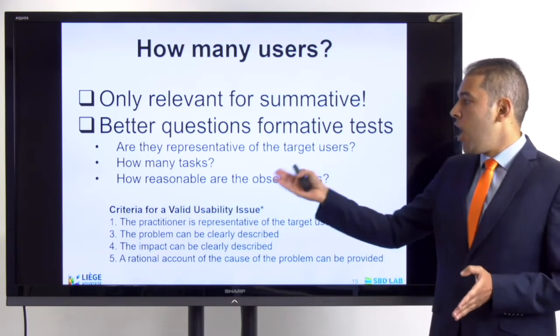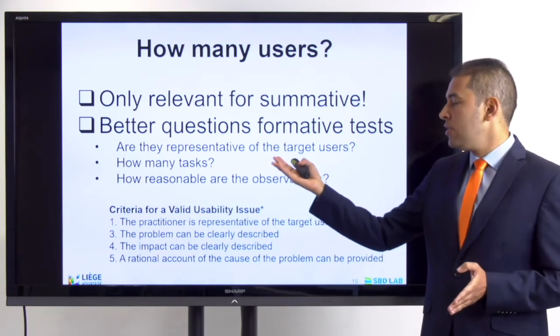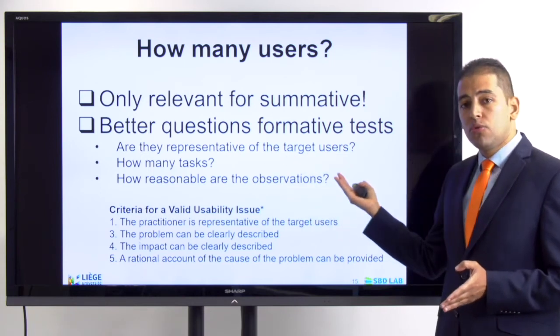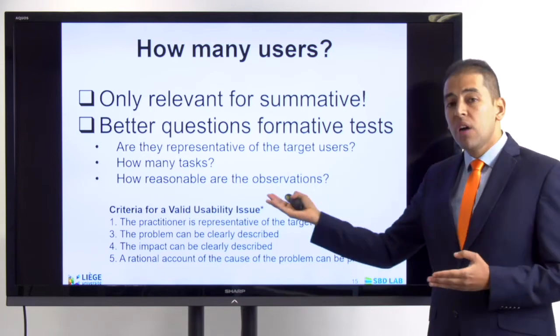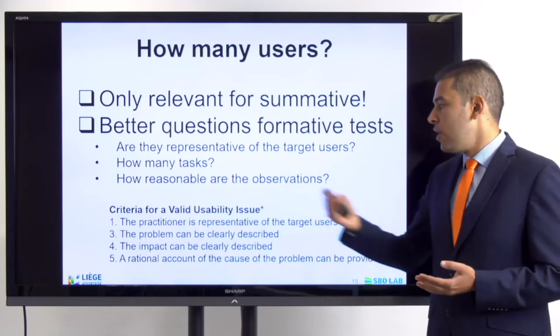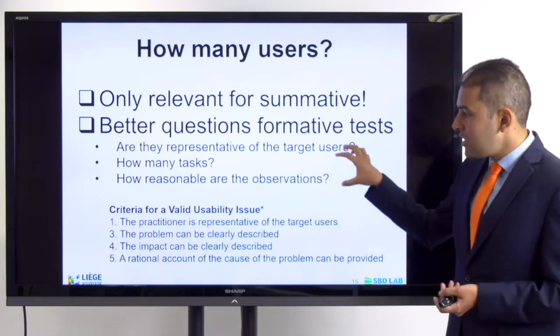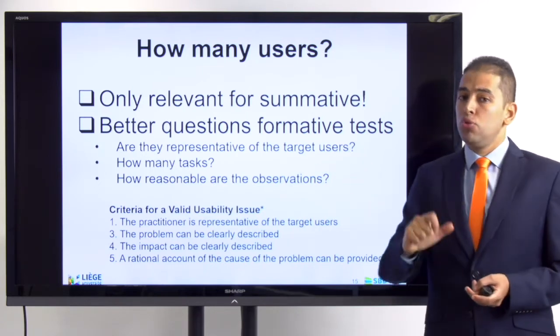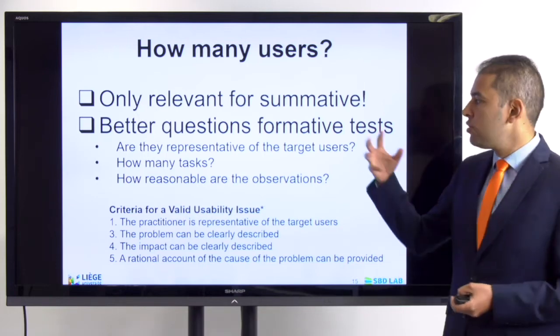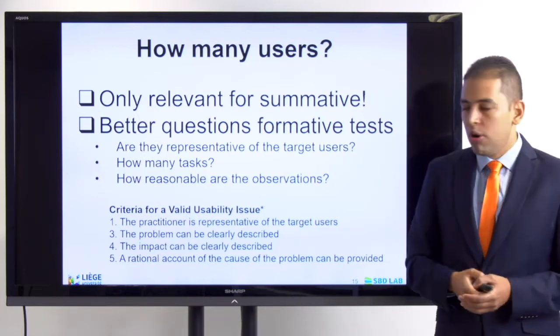You should ask: are the testers representative of the target users? How many tasks did the users try? How reasonable are the observations? So these are the 3 key questions that you should ask when you do qualitative usability testing, and you should not focus much on the number of users.